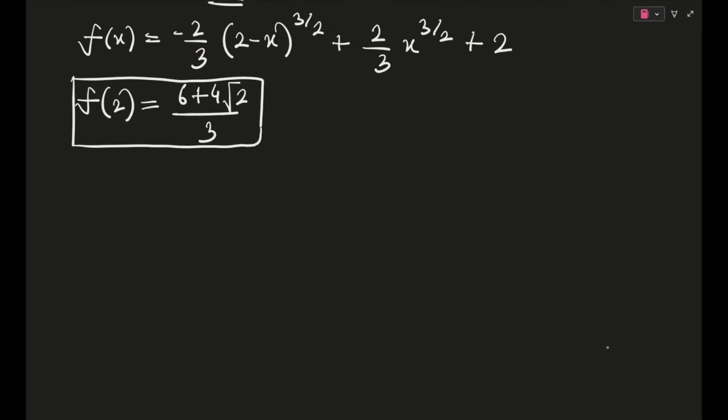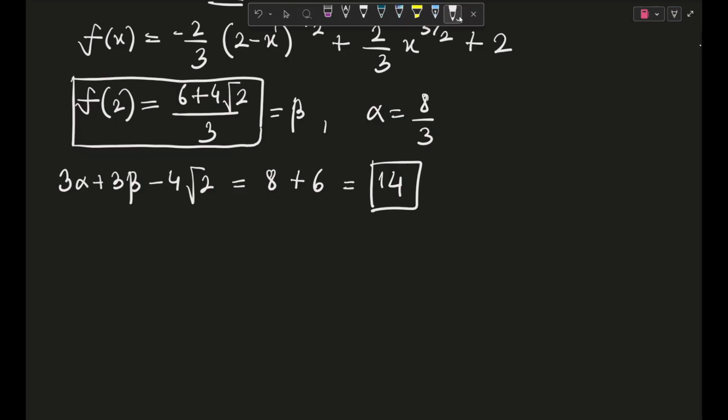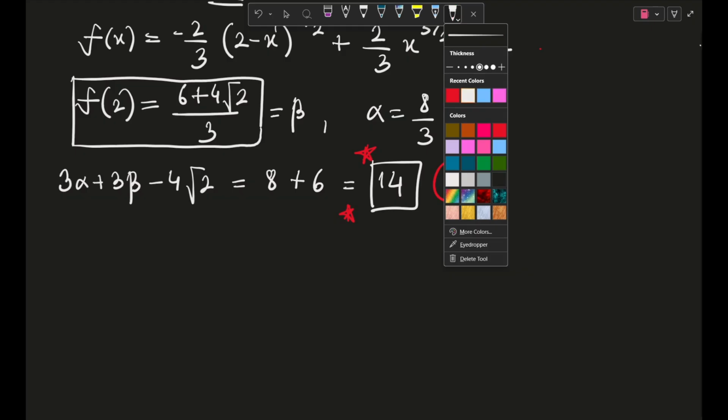So guys, if we go back, this is our beta and alpha has come out to be equal to 8 by 3. The value asked from us was 3 alpha plus 3 beta minus 4 root 2. So 3 alpha is 8, plus 3 beta will be 6 plus 4 root 2, minus 4 root 2. So 8 plus 6 means your final answer for the second part will be 14. This is for question number 2. Sorry, not question number 14, part 2, the final answer is 14.